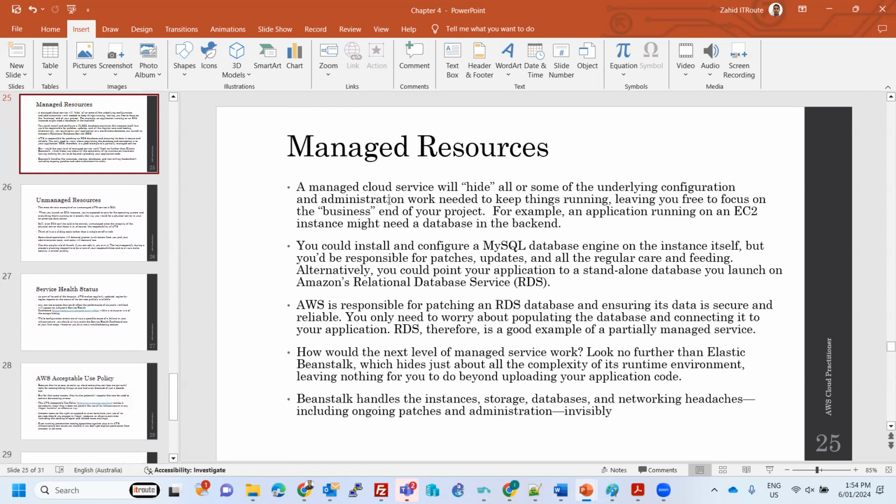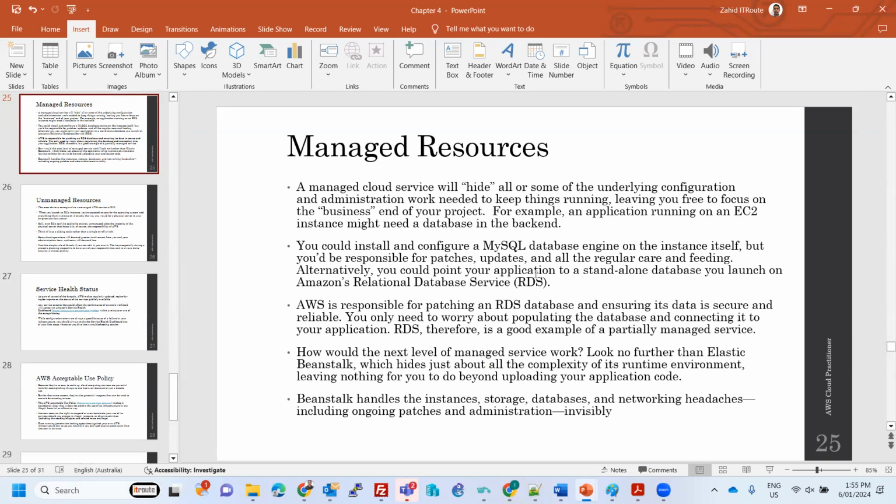Now, managed resources. A cloud service will hide all or some of the underlying configuration and administration work needed to keep things running, leaving you free to focus on the business or project. For example, an application running on an EC2 instance might need a database in the backend. You could install and configure a SQL database engine on the instance itself, but you'll be responsible for patch updates and all regular care and feeding.